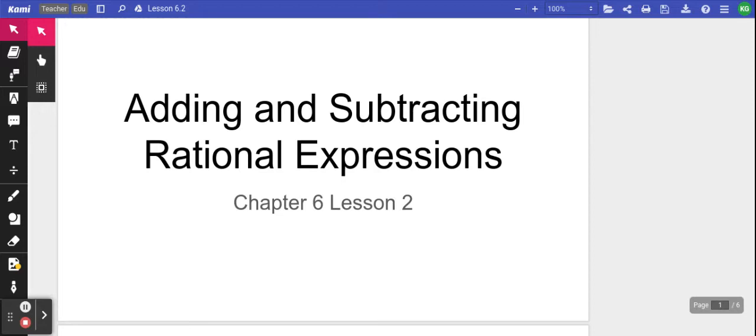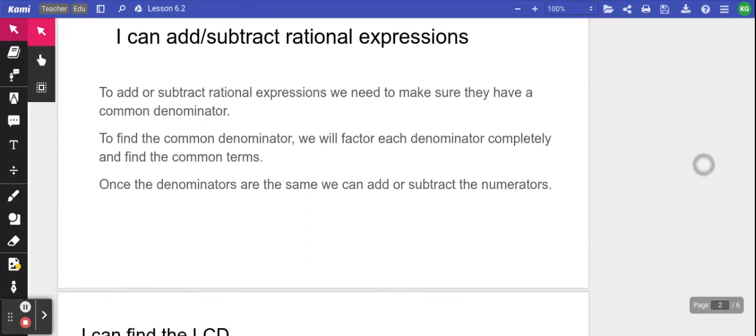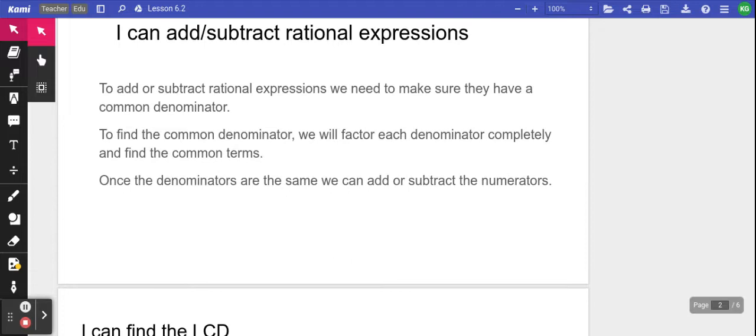Chapter 6, Lesson 2, Adding and Subtracting Rational Expressions. So in order to add or subtract these rational expressions, we need to make sure they have a common denominator.